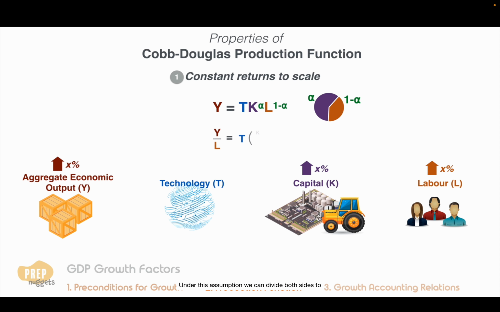Under this assumption, we can divide both sides of the relationship by L to get the output per worker, which is a measure of labour productivity. This equation tells us that the amount of goods a worker can produce depends on the level of technology, the amount of capital available for each worker, and the share of capital in GDP, denoted by alpha.